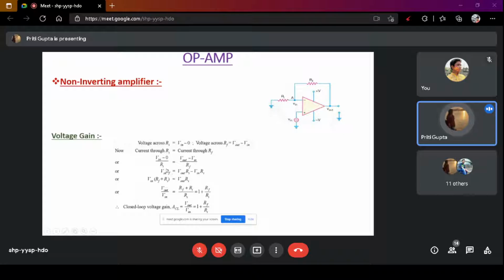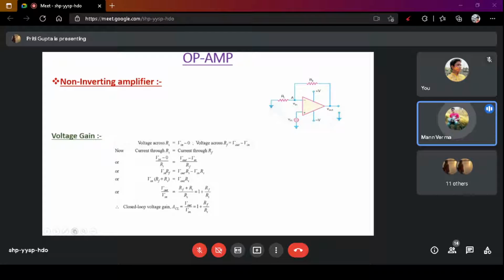So what we are getting, VIN into RF is equal to V output into RI minus VIN. From here, after calculating, V output by V input, that is the closed loop voltage gain, equals 1 plus RF by RI. So this is the closed loop voltage gain, and this one is obviously a non-inverting amplifier.